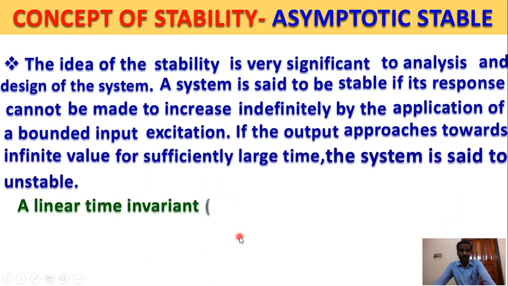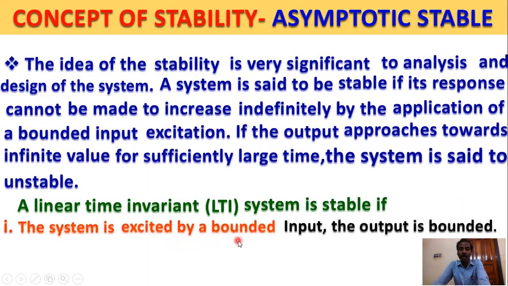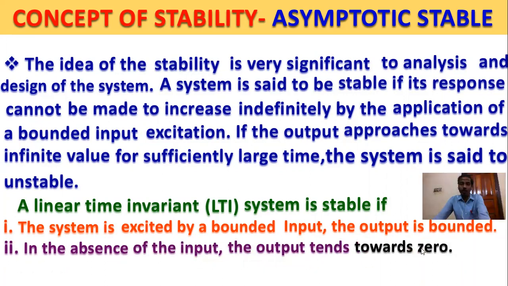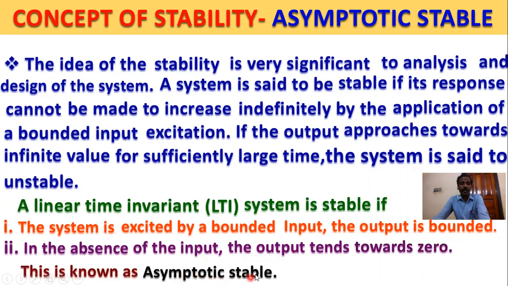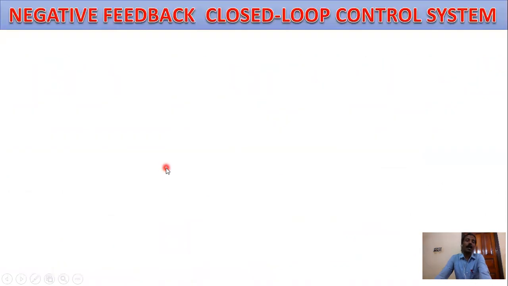A linear time invariant system, or LTI system, is stable if, what is the condition for stability? The system is excited by a bounded input and the output is bounded. In the absence of the input, the output tends towards zero. And this is known as asymptotic stability. So for asymptotic stability, what is the condition? The system is excited by a bounded input, the output is also bounded, and in the absence of input, the output tends towards zero. This is known as asymptotically stable. So this is the concept of stability.